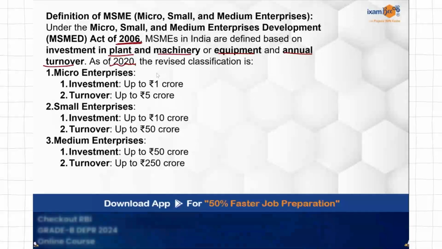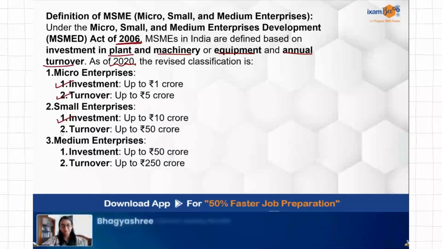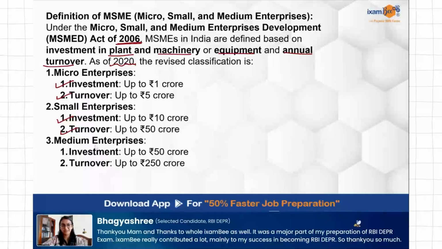As of 2020, the revised classification is: for a micro enterprise, the investment should be up to 1 crore and the turnover should be up to 5 crores. For a small enterprise, the investment is up to 10 crores and the turnover is up to 50 crores. And for a medium enterprise, the investment is up to 50 crores and the turnover is up to 250 crores. So this is the definition, right?